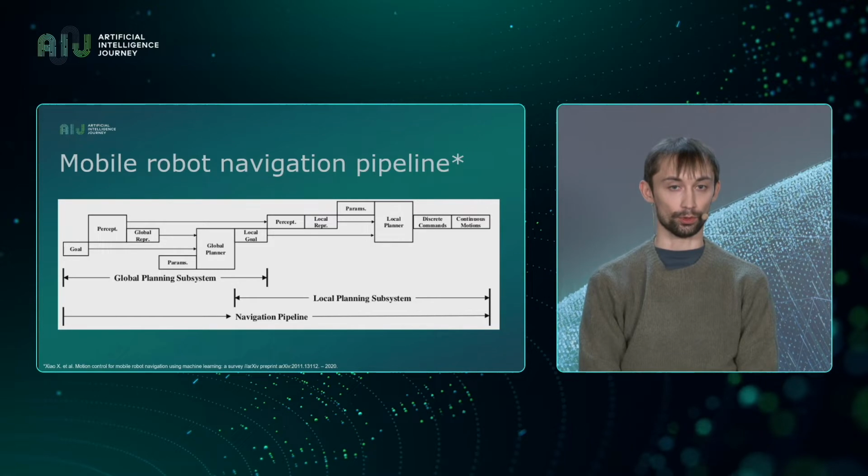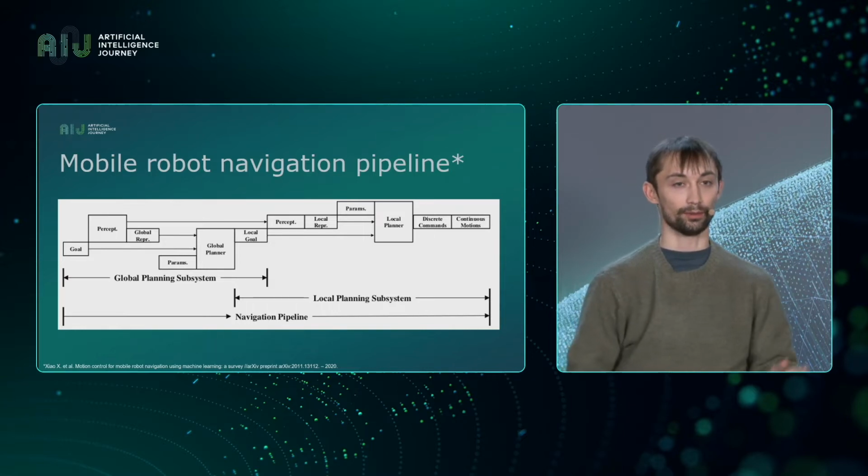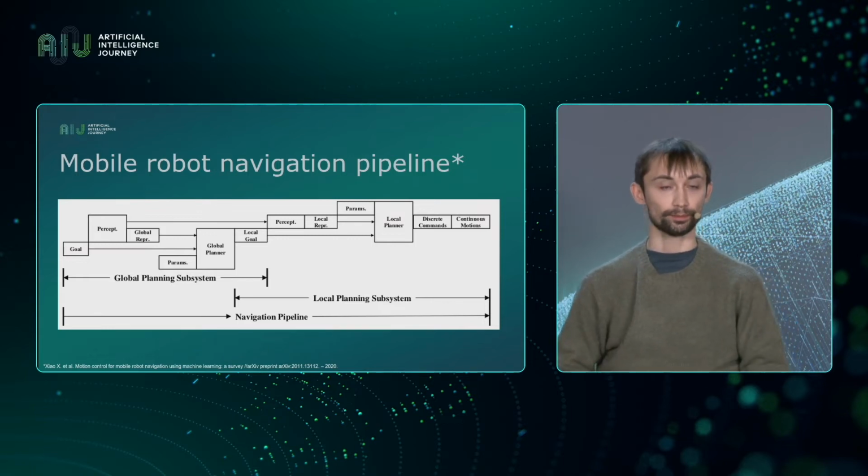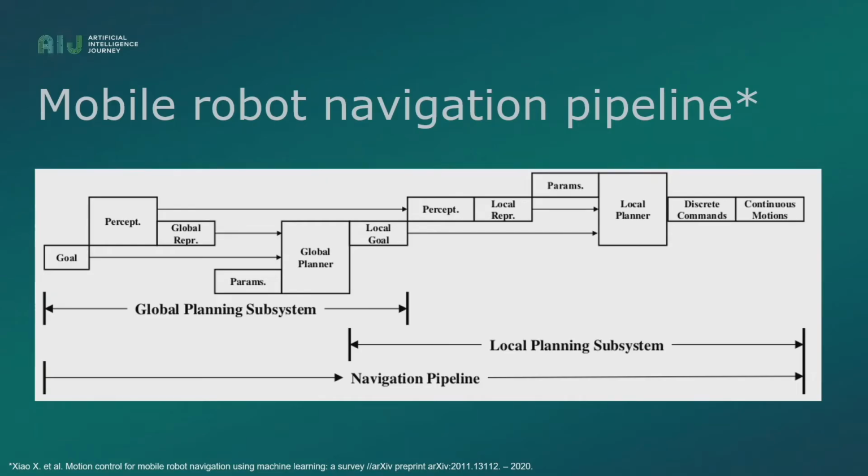Navigation is a broad term, and it includes both the task of building a map and the regulation of the speed of the movement of the robot. I like the way the navigation task is split by colleagues from Texas University. In their latest research, they split the navigation pipeline into three major sections: the perception part, the global planning subsystem, and the local planning subsystem.